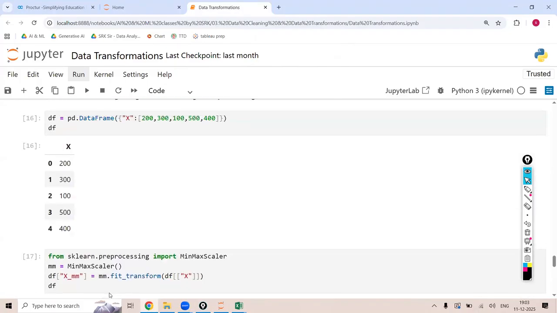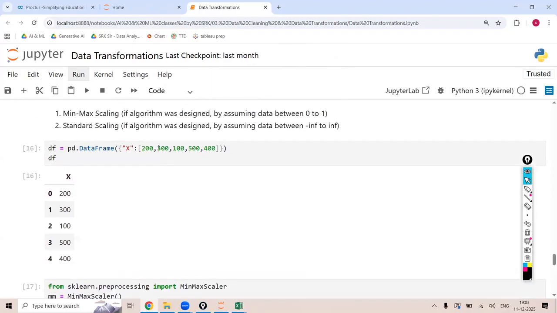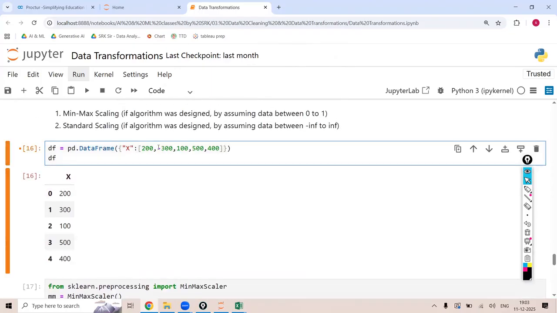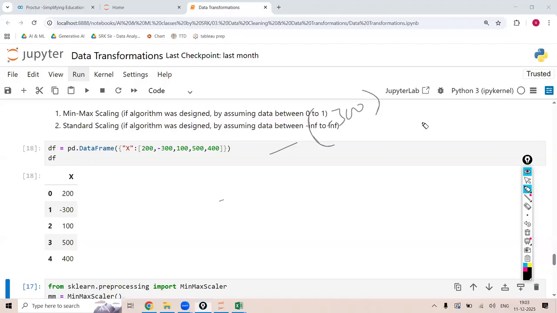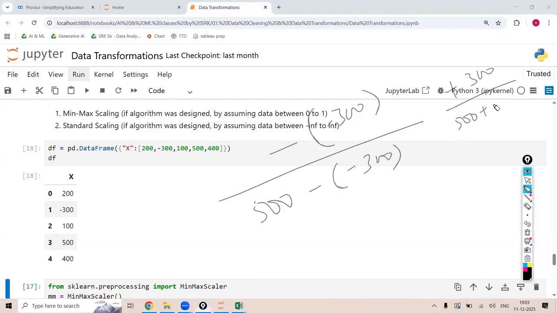Sir, for example, assume in my data set minus 300 is there. Now in this case, what happens? You tell me, what is the minimum value? Minus 300 is the minimum value. What is the maximum value? 500. The minimum value is minus 300, so some value plus 300 divided by 500 plus 300. It will be 200 plus 300 divided by 800. Like that it will calculate.